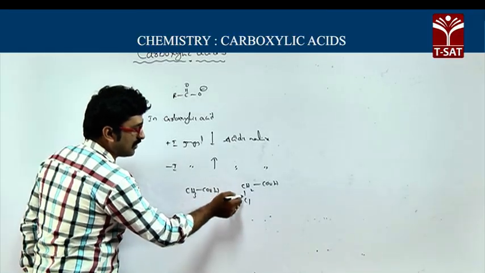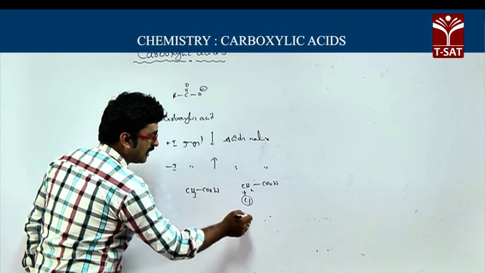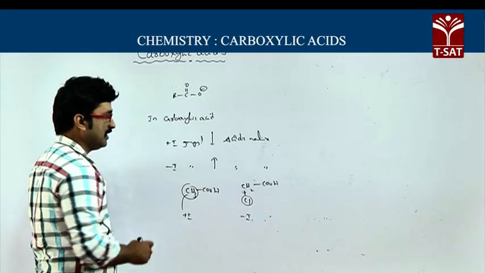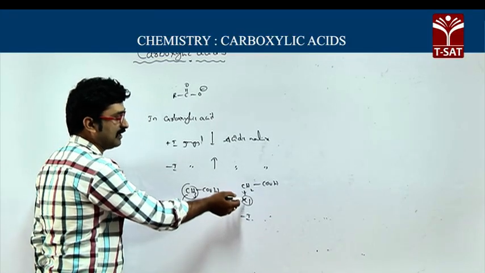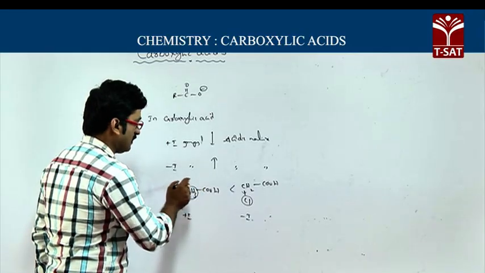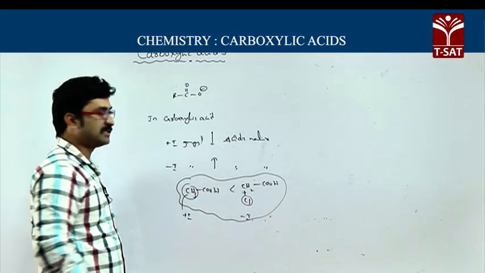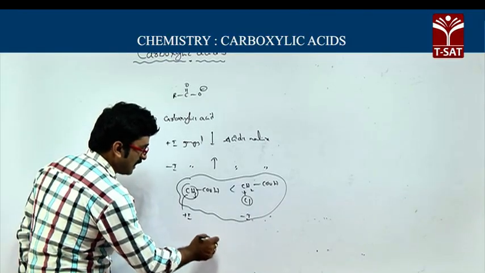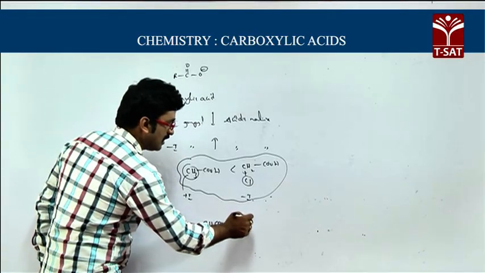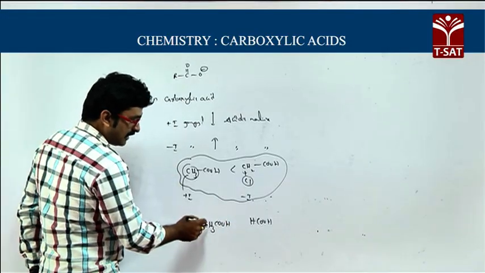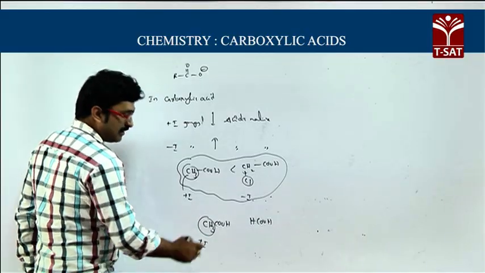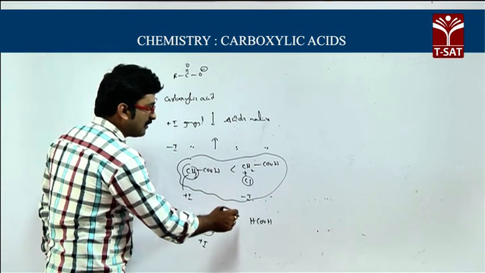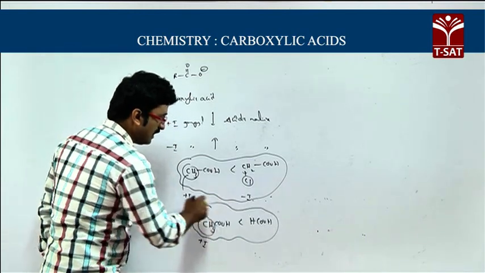Why? Because in this, chlorine is a minus I group, whereas in this, CH3 is a plus I group. Because of the presence of a minus I group, chloroacetic acid is more acidic than acetic acid. And if you take acetic acid and formic acid, CH3COOH and HCOOH, in this case the methyl group acts as a plus I group, but here there is no plus I group. So because of this, formic acid is more acidic than acetic acid.